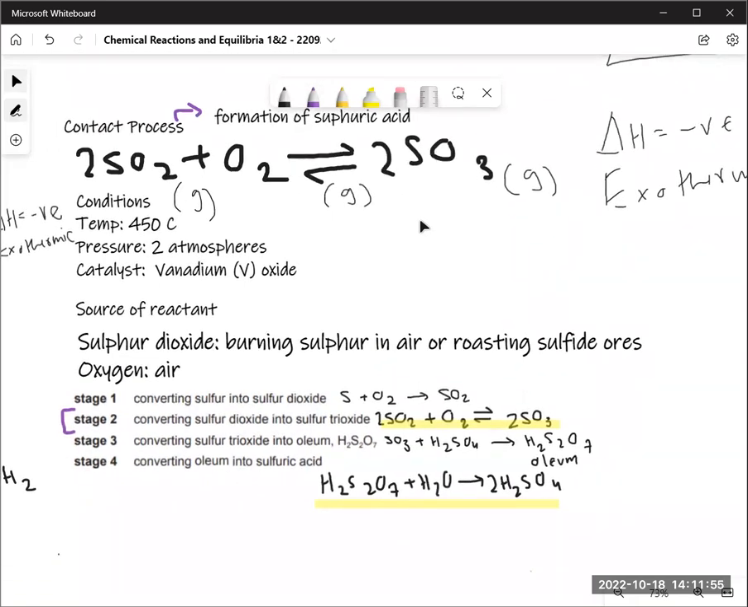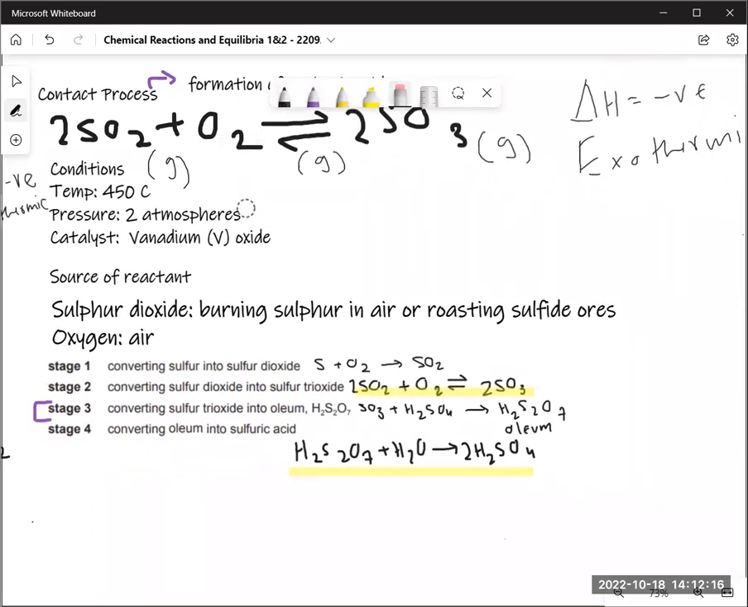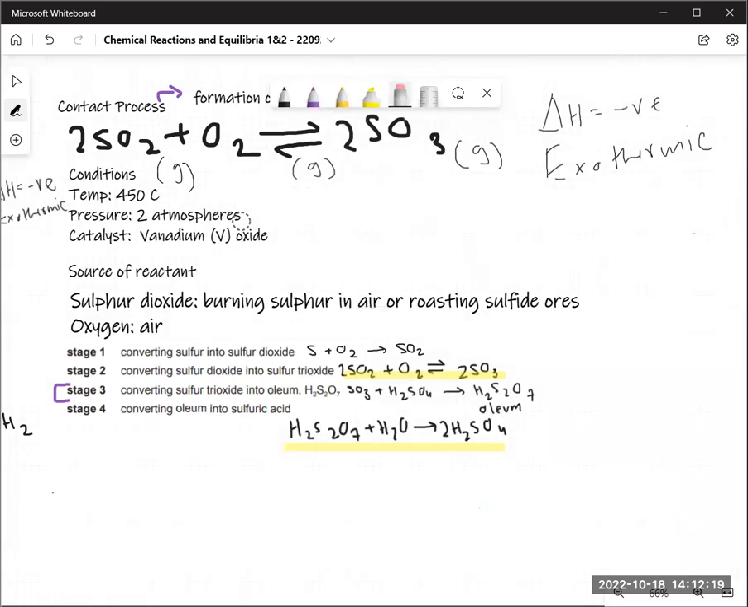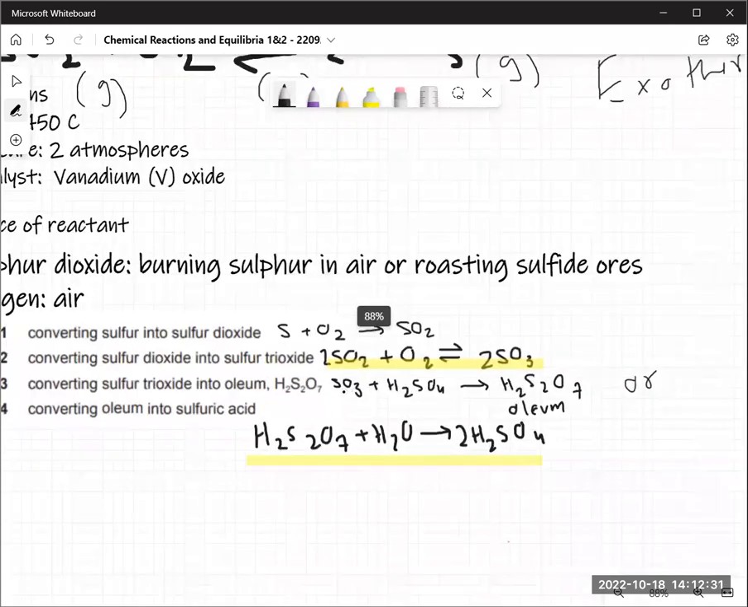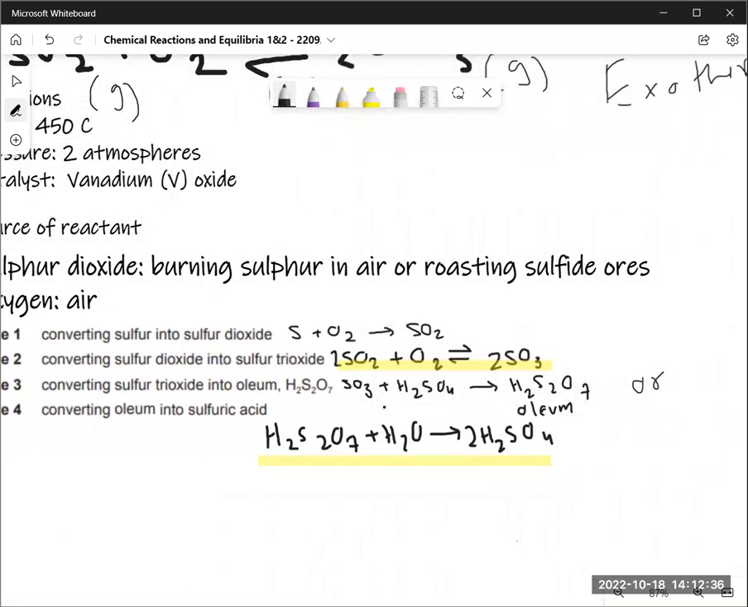It's 4 stages. In the second stage, you take the SO2 you got from burning it in air, and then you add more oxygen to it to get SO3. Manvi, read the third stage. Stage 3, converting sulfur trioxide into oleum, H2S2O7: SO3 plus H2SO4 gives H2S2O7, oleum. Here we're adding SO3 to sulfuric acid.